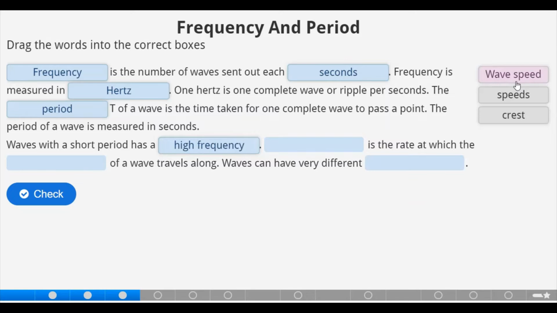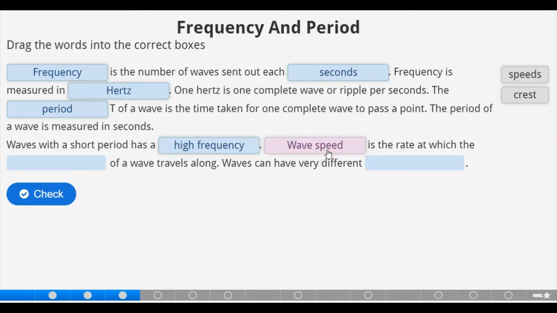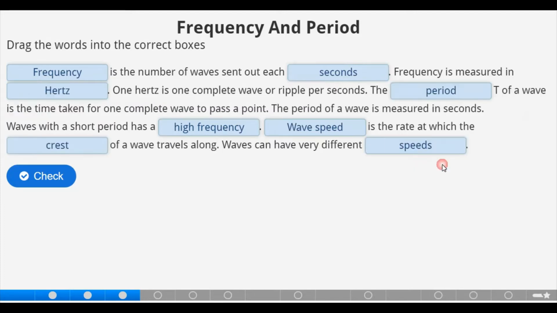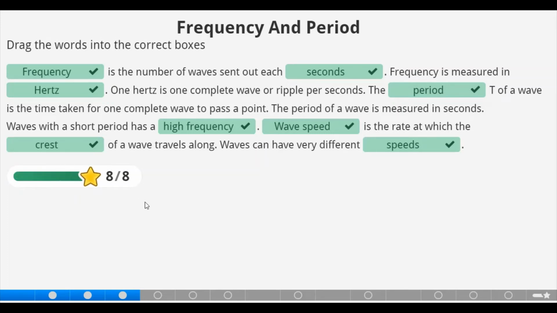Wave speed is the rate at which the crest of a wave travels along. Waves can have very different speeds. So we check. That's correct.